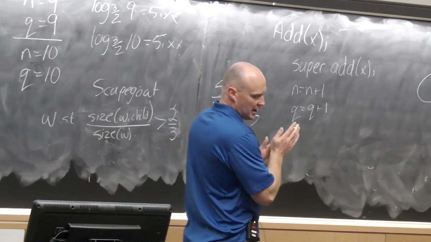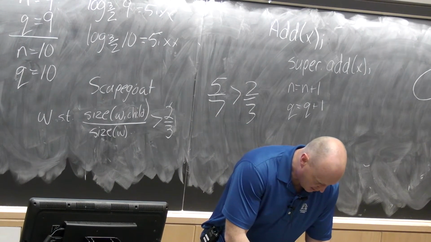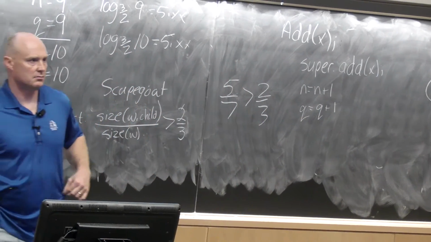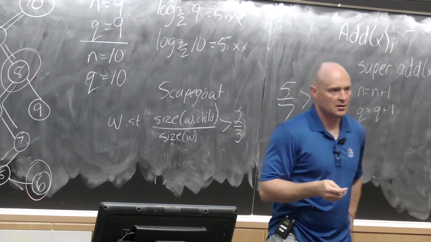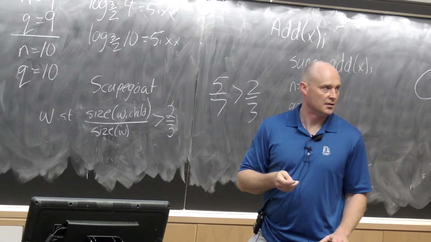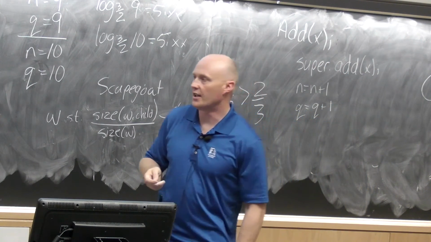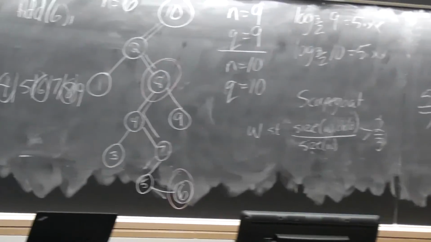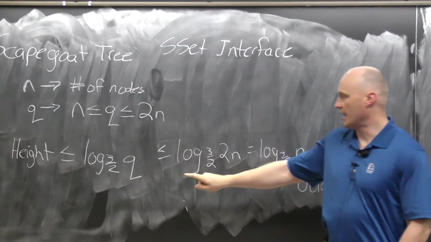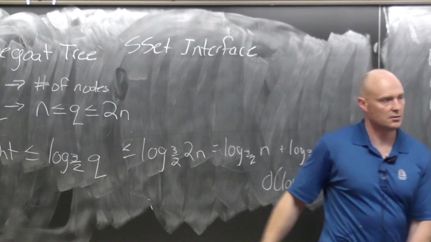So there's a couple questions left. One, is there always going to be a scapegoat? Can we always find one? Not if it's balanced, right. But if it's balanced, will we ever have a case where the height is greater than log base 3/2 of 2n at most?